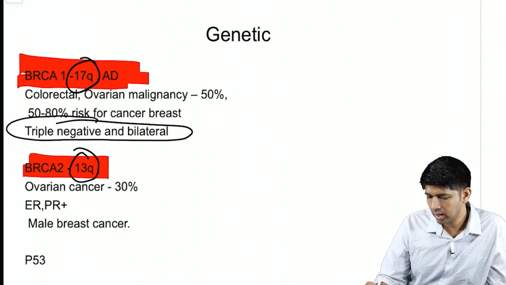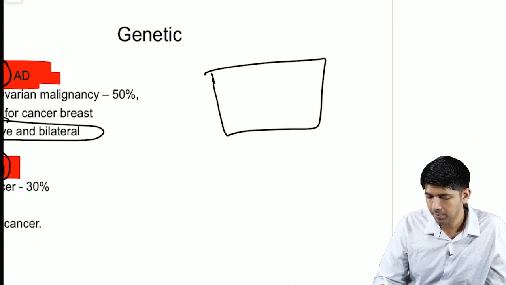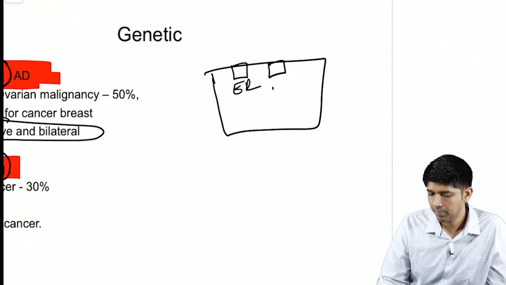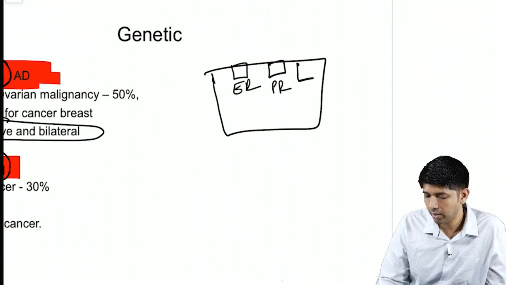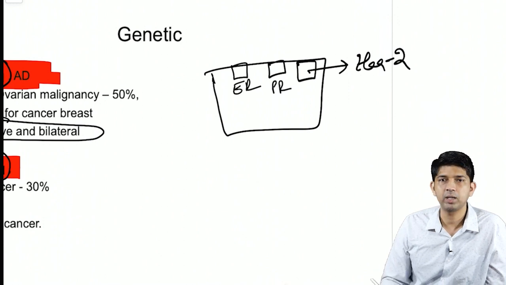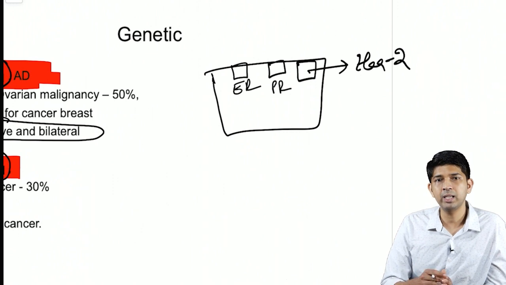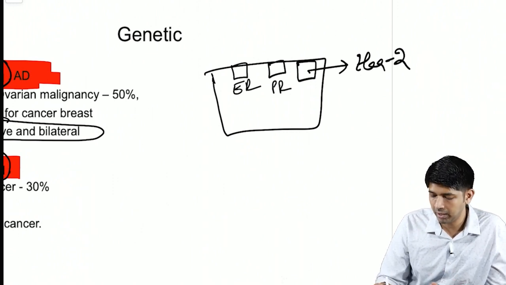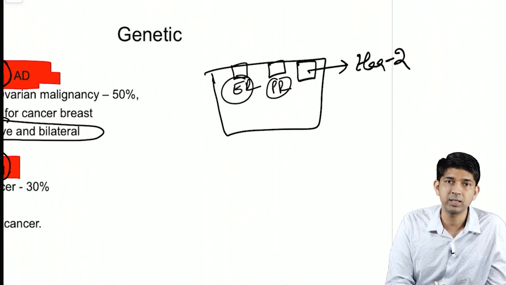So now let's discuss what is triple negative. Every breast cell has what we call receptors. You have the estrogen receptors where the estrogen acts on it. You have the progesterone receptors where the progesterone acts on the breast, and you have the HER2 receptors where Herceptin acts. So there are various modalities of treatment which are available which can act on these receptors and reduce the risk of recurrence after surgery.